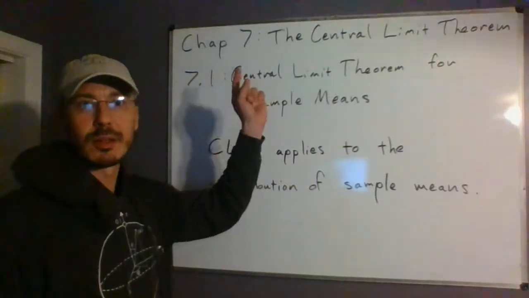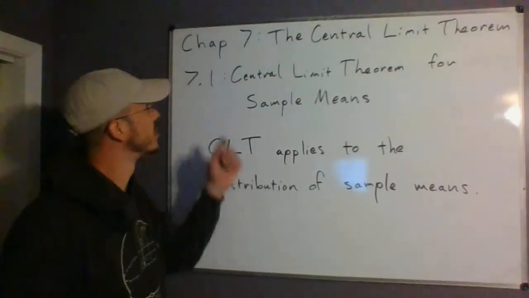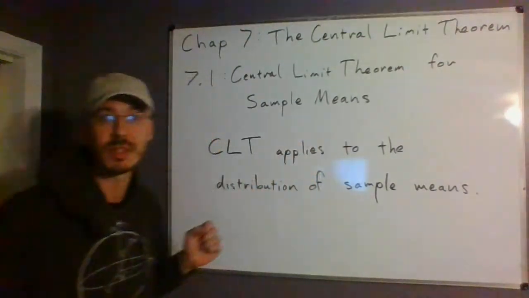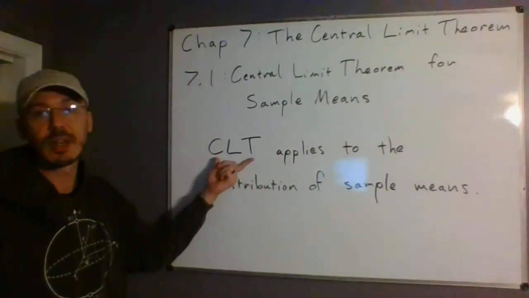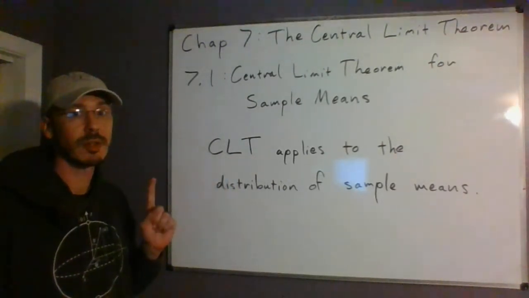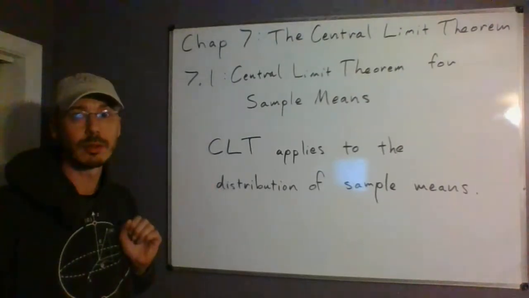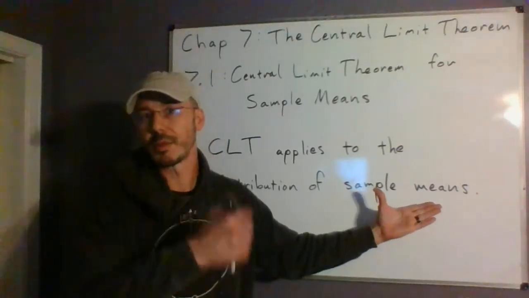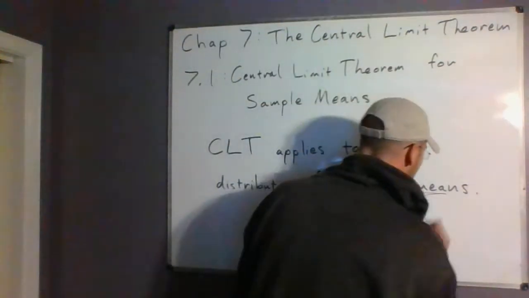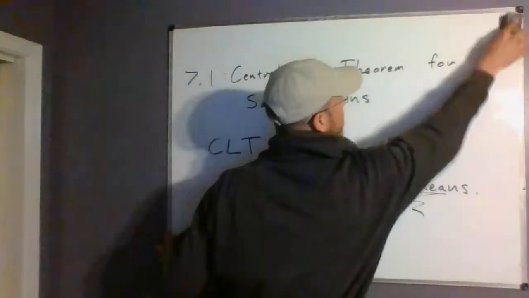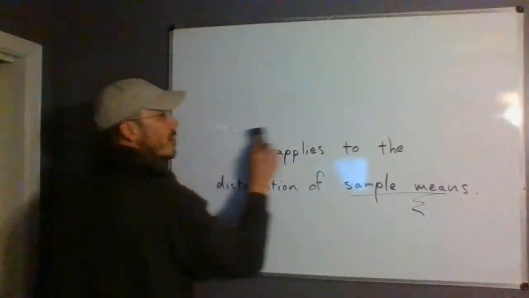Chapter 7 is called the central limit theorem, and the first section, 7.1, is the central limit theorem for sample means. It's the one we're going to focus on. The central limit theorem, CLT for short, applies to the distribution, not of the random variable, but of the sample means of samples from the population. So the sample means is what this applies to. I'm going to do a brief outline of the process to give you some context, and then we'll do some examples of using it in computation.